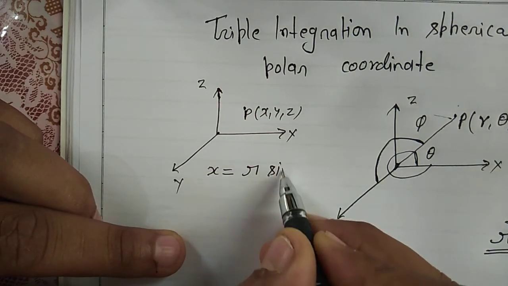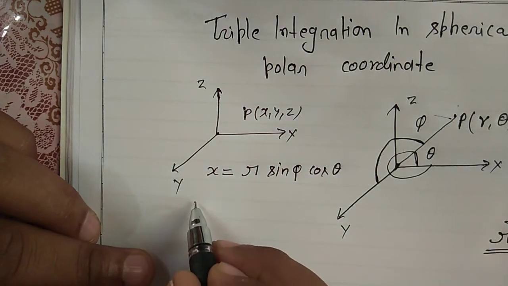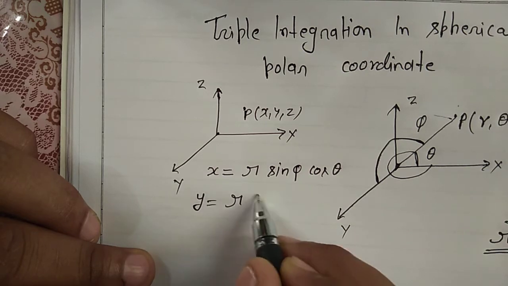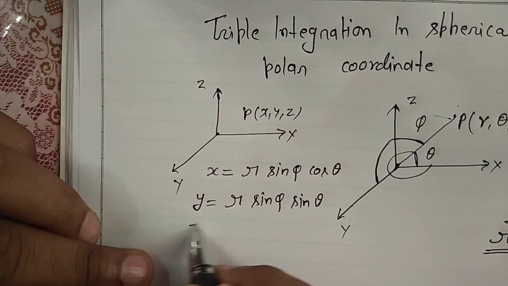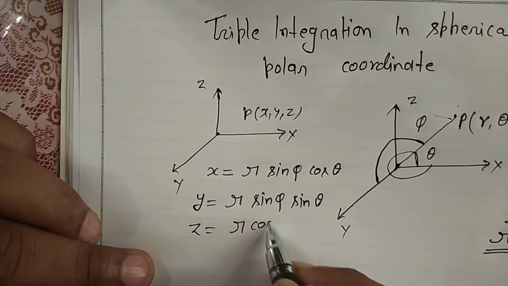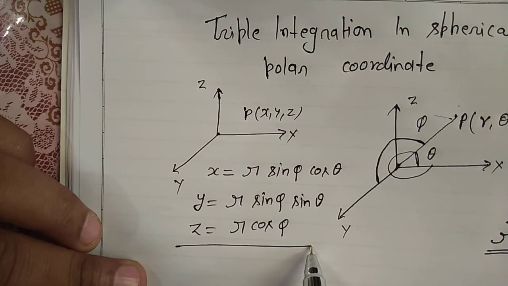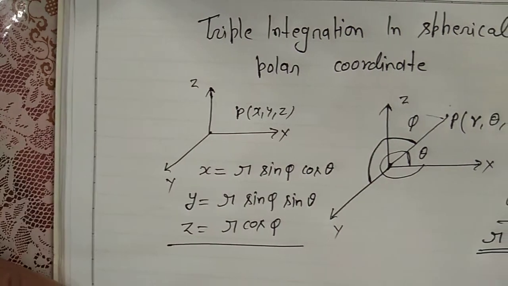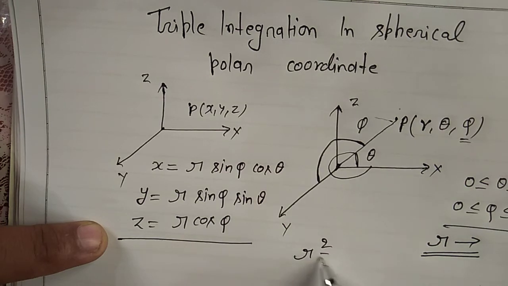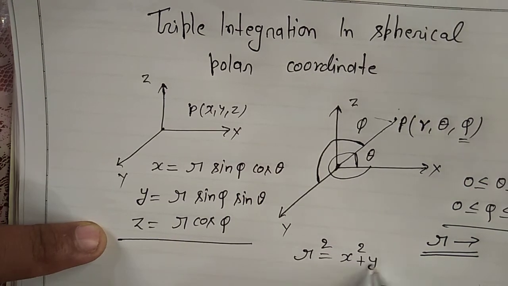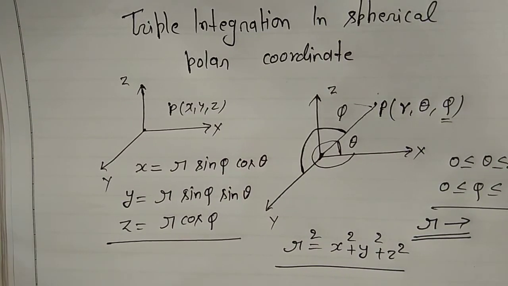r sin phi cos theta, and y equal to r sin phi sin theta, and z equal to r cos phi. So this is the transformation equation from Cartesian coordinate to spherical polar coordinate. And if you solve these equations, we get r square equal to x square plus y square plus z square.